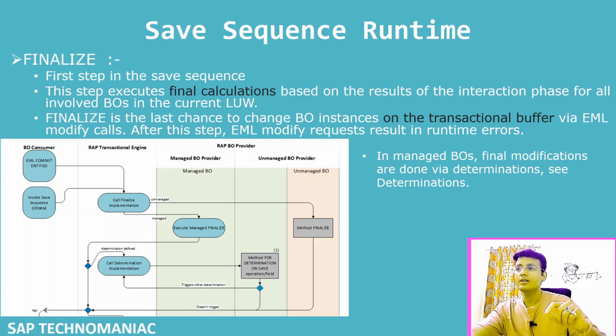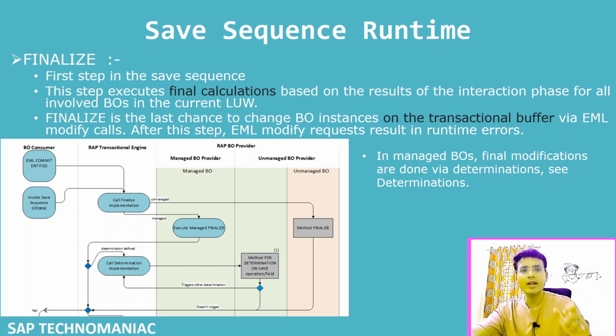But before that, we want to implement our save sequence as well. We want to save the data in the database. In the save sequence, you take the data from the transactional buffer and save it in the database. In the save sequence, the first method that triggers is called finalize.